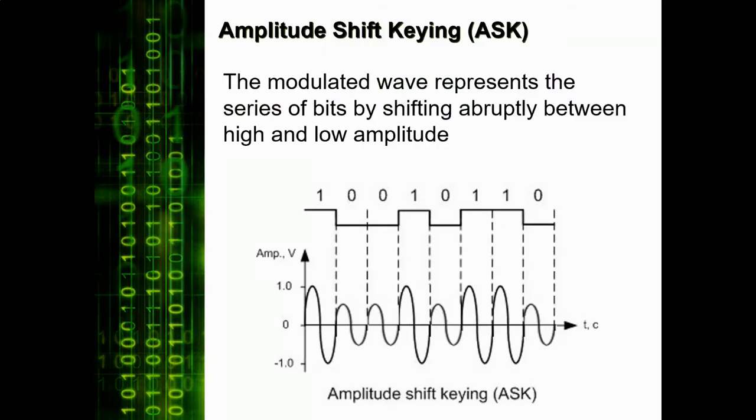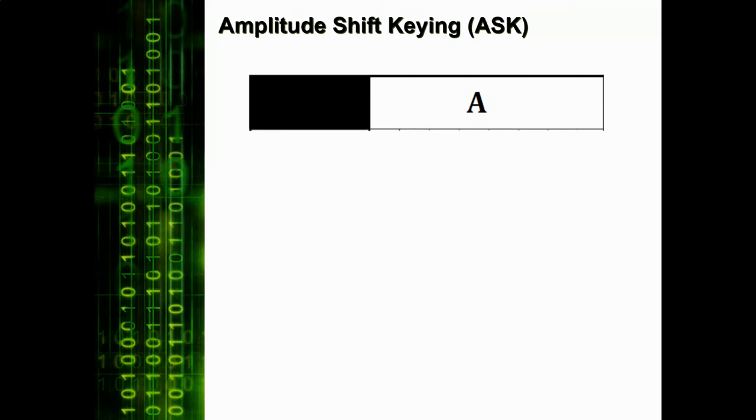Now, amplitude shift keying, what we're going to do is we're going to change the wave by a really abrupt change in our amplitude. So if we have a really high amplitude followed by a really low amplitude, that's the change in the wave, and that's going to represent that binary bit. So for example, we have the letter A.